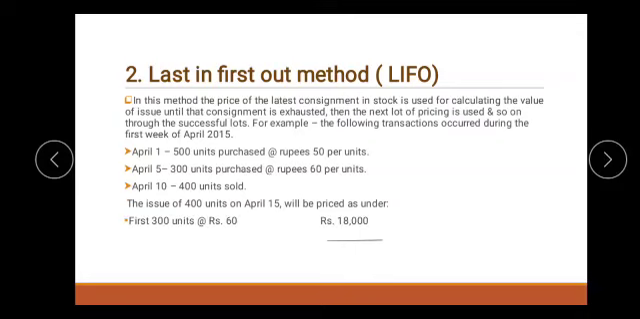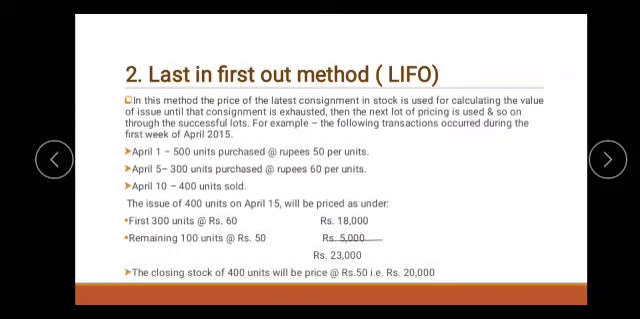First 300 units at rupees 60, total rupees 18,000, and remaining 100 units at rupees 50, total rupees 5,000. 18,000 plus 5,000 is equal to rupees 23,000. The closing stock of 400 units will be priced at rupees 50, that is rupees 20,000.